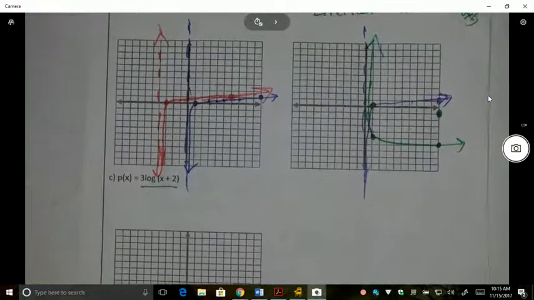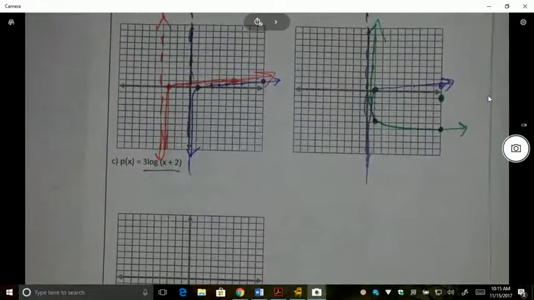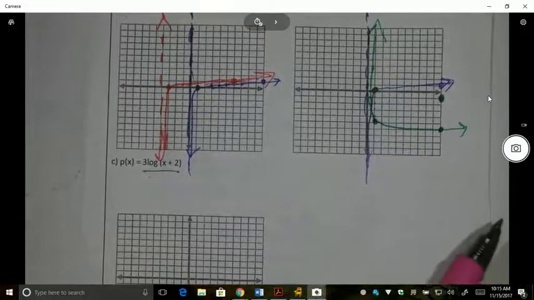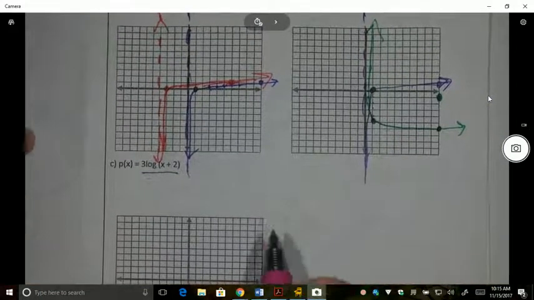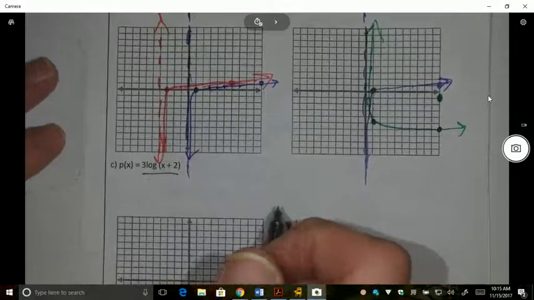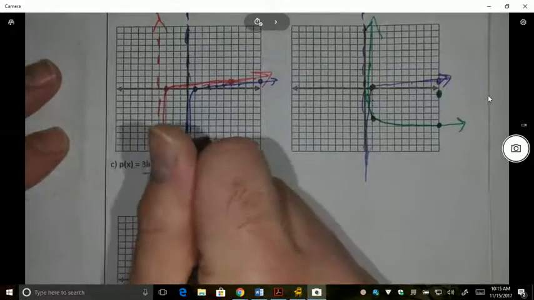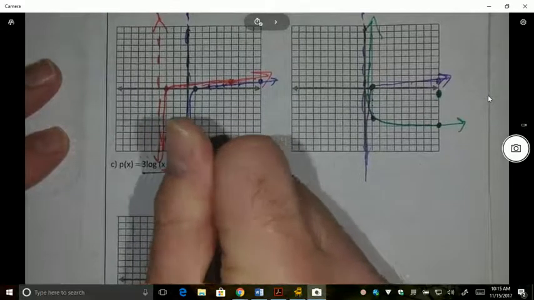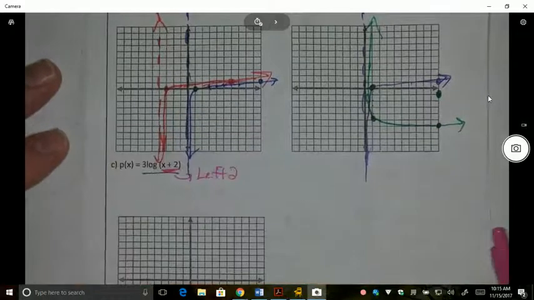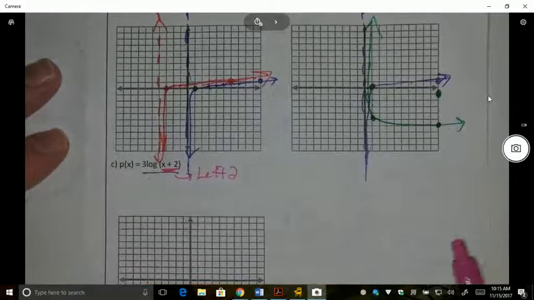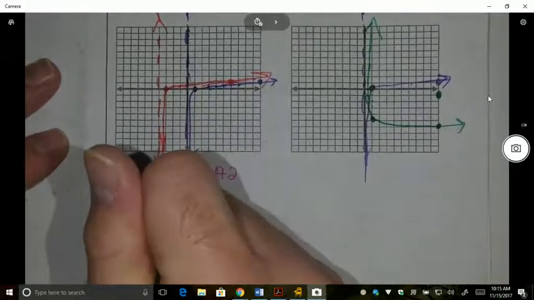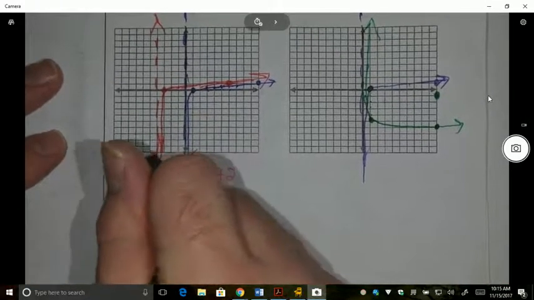Who can describe letter C for me? Isabella, can you give me one of the transformations? It does go to the left 2. That's what happens to the x coordinate, goes left 2. Who can describe what happens to the height of the graph? It is a vertical stretch of 3.